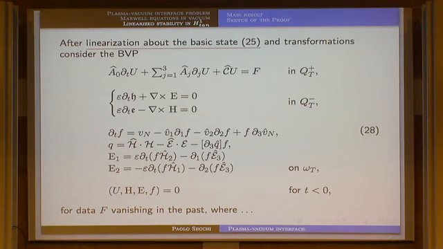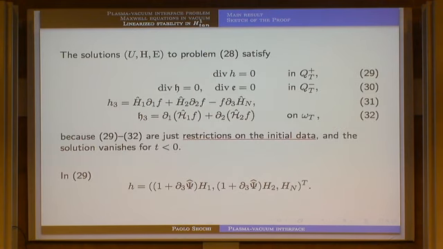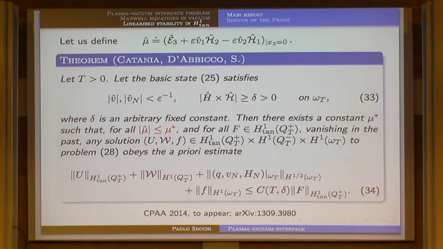Here are, after some calculations, the linearized equations: the linearized form of the plasma equations, the linearized form of the Maxwell equations, and the linearized boundary conditions, with the definition of all the quantities, plus restrictions. Let me skip this part. So this is the result that we get. There is a special quantity, mu hat, depending on the basic state, which is defined in this way.